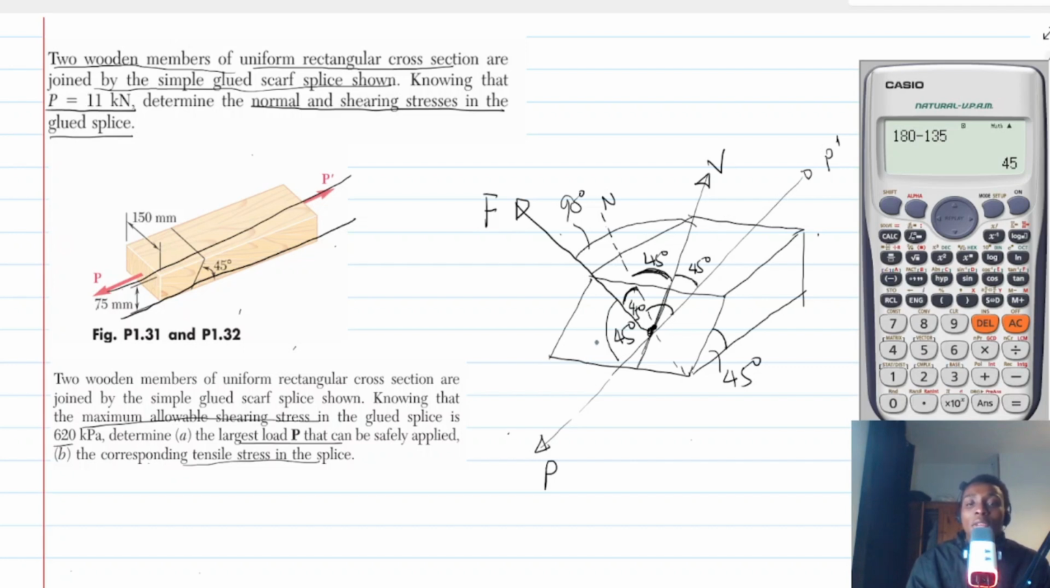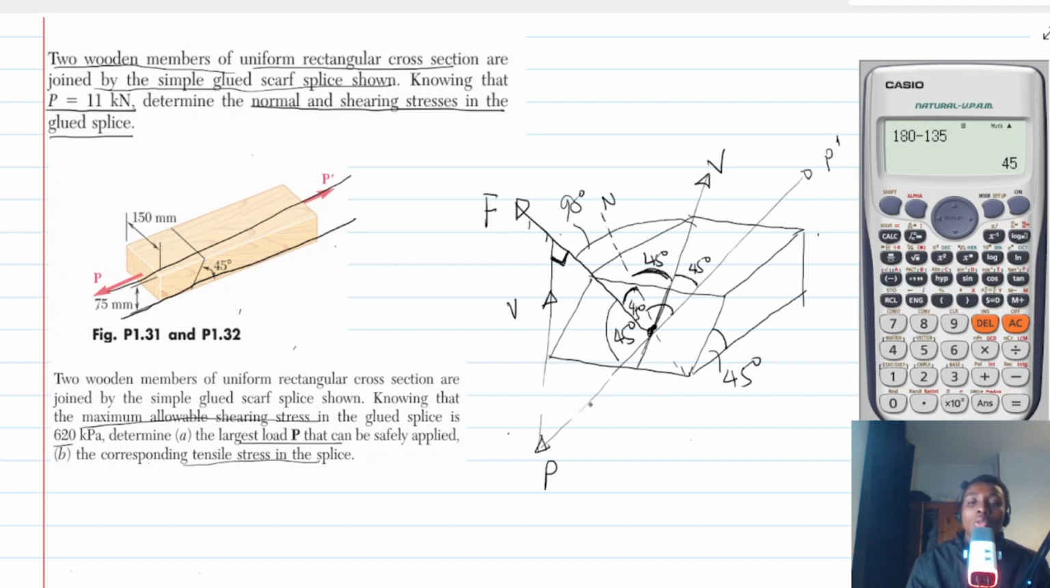Wow. So after getting this, we can actually project V here. So we can project V here. All right. So now if we do this, don't forget that the angle between F and V is 90.